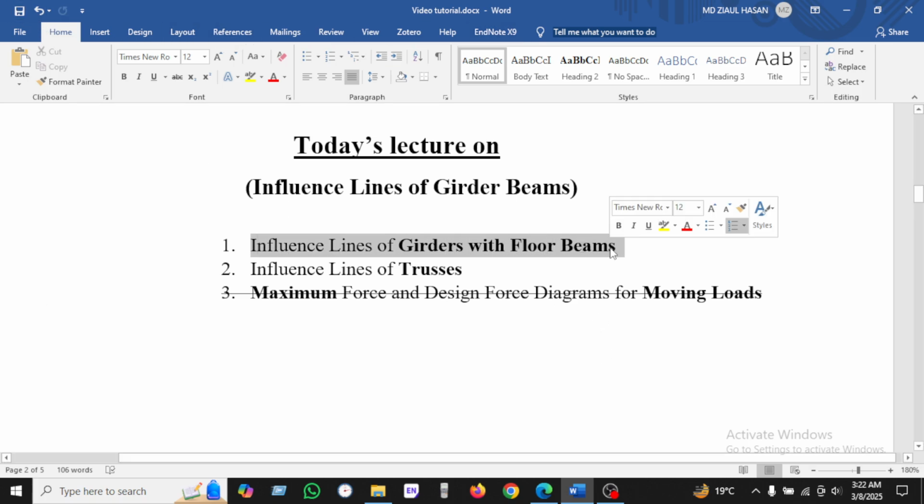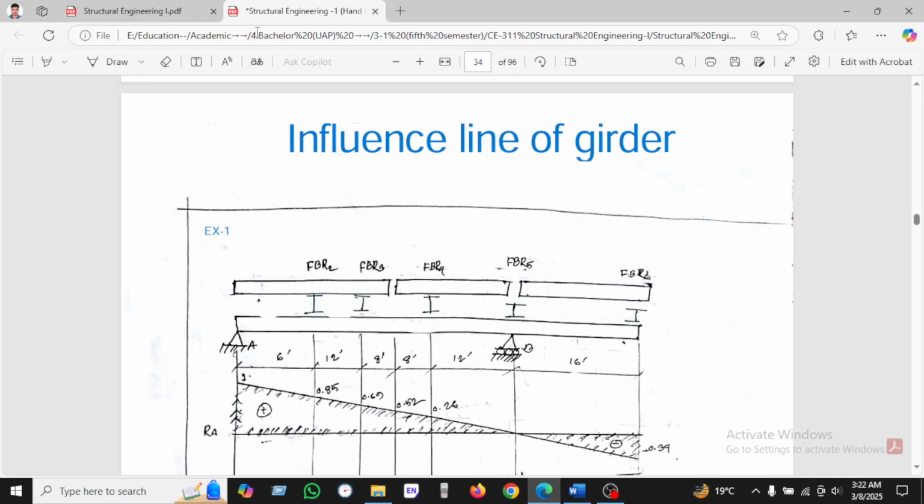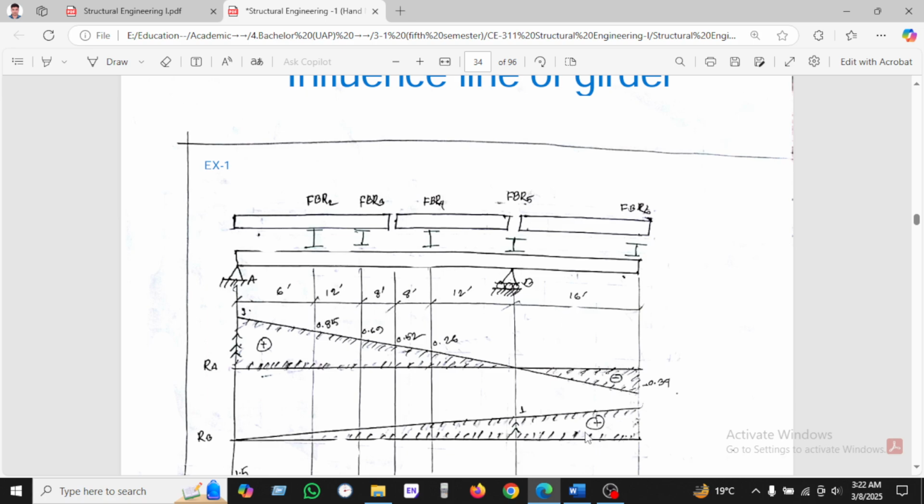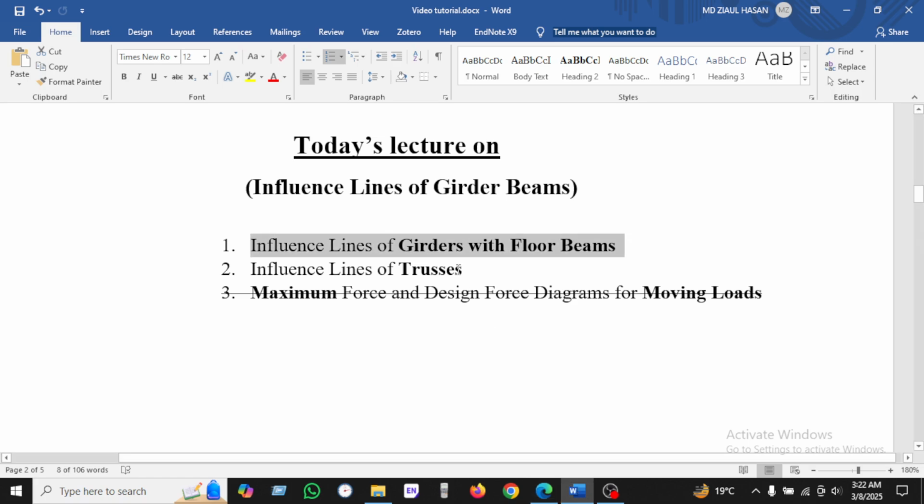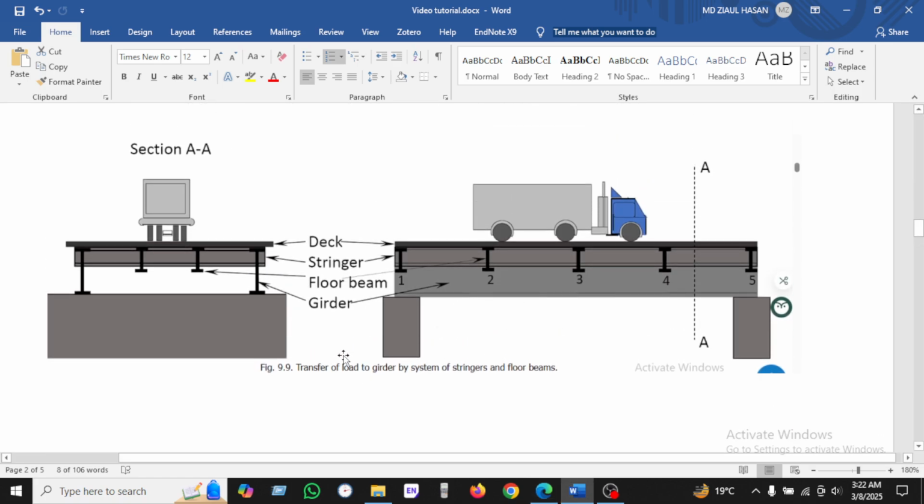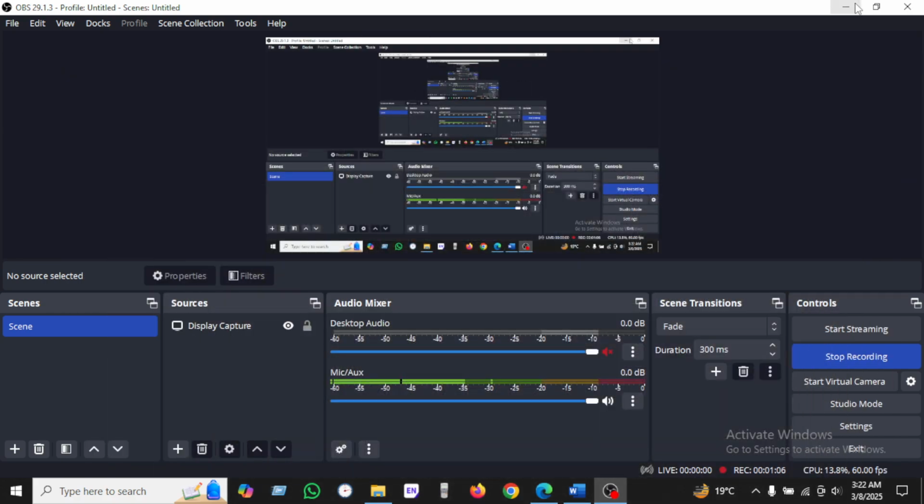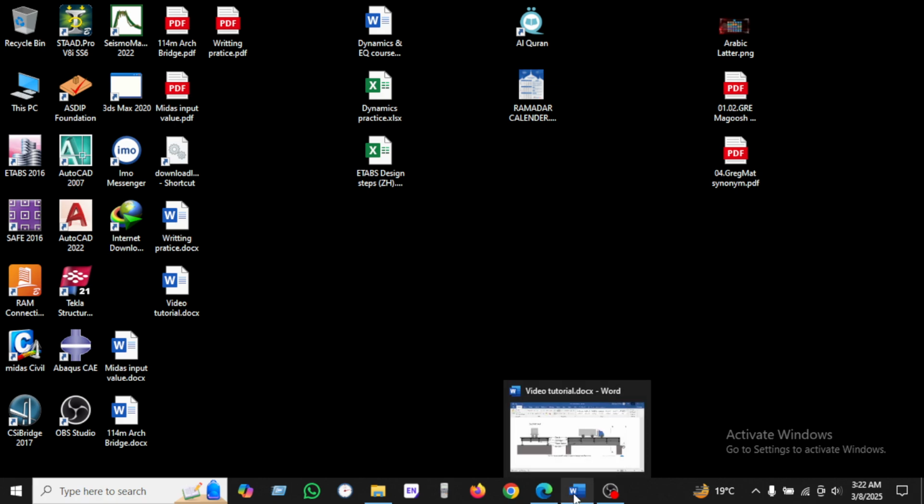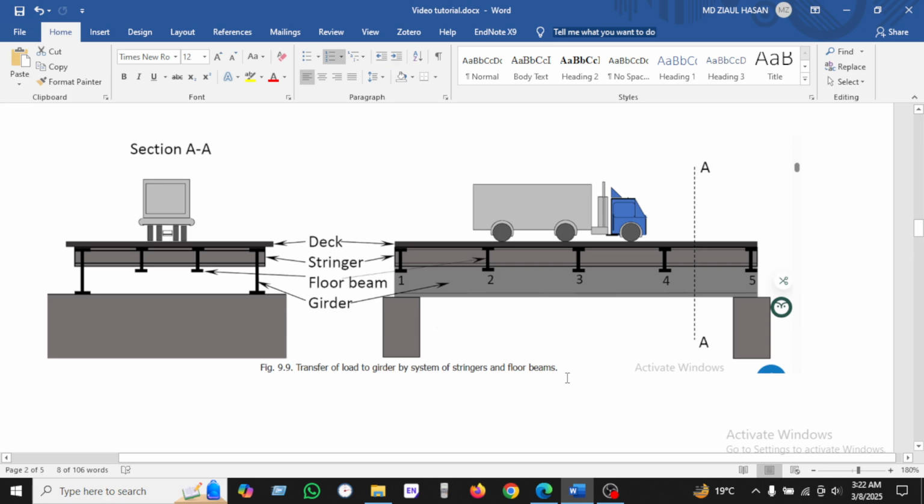Influence line of the girder. So okay, here is an influence line of the girder. You can see here, before going into it, I'm just showing some video pictures here. Okay, so we can see here the two supports are given.